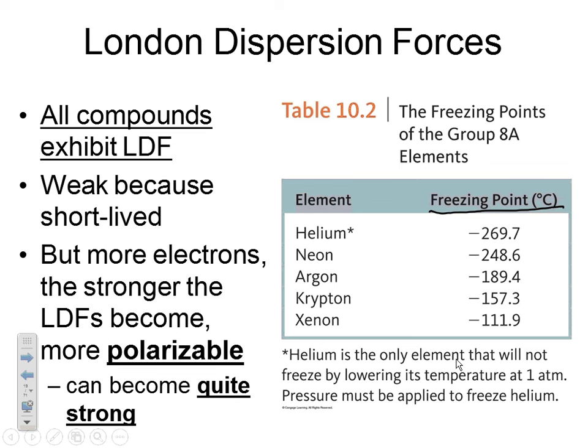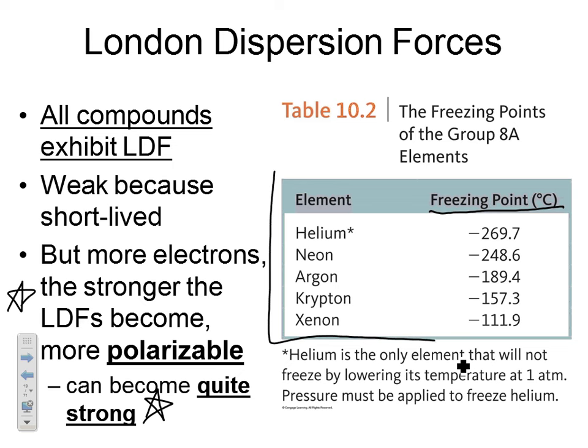But the thing is, the more electrons a compound has, the stronger the London dispersion forces become, because the more polarizable the compound becomes, the stronger a partial negative and the stronger a partial positive you can get. So this can become a very strong intermolecular force of attraction if you have lots and lots of electrons. While I would say it's weak, I'd also say there's huge variability in the relative strengths of this particular IMF from compound to compound, and it all comes down to how many electrons the compound has total, not just valence electrons, but all of them.